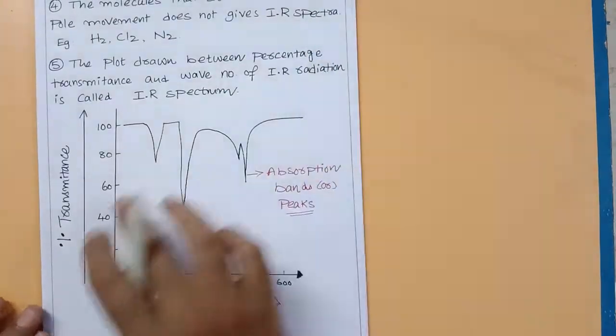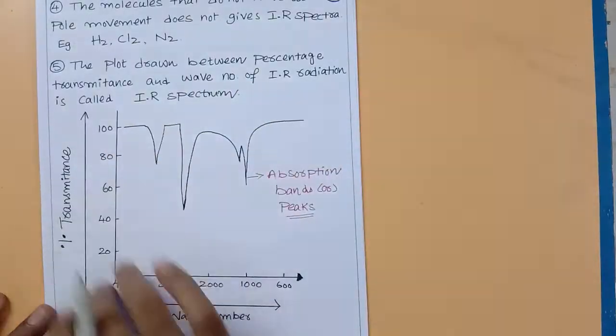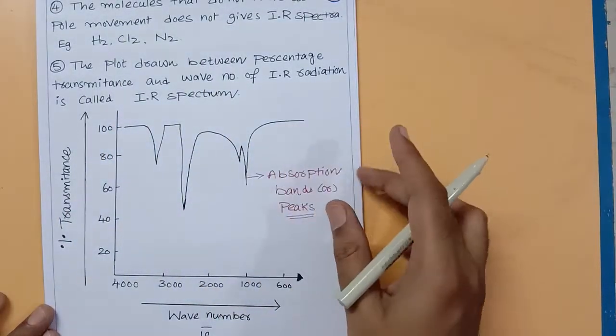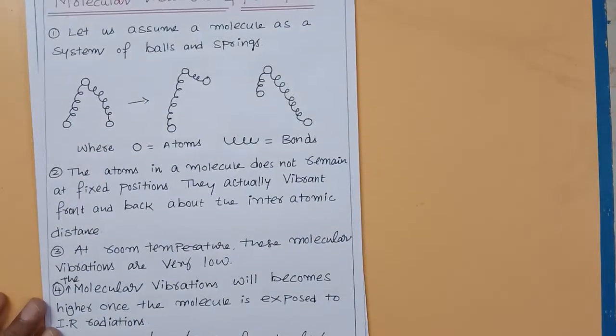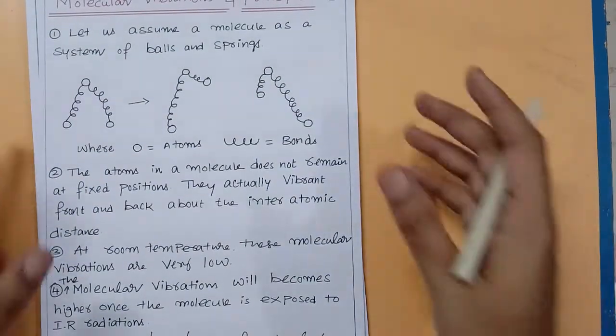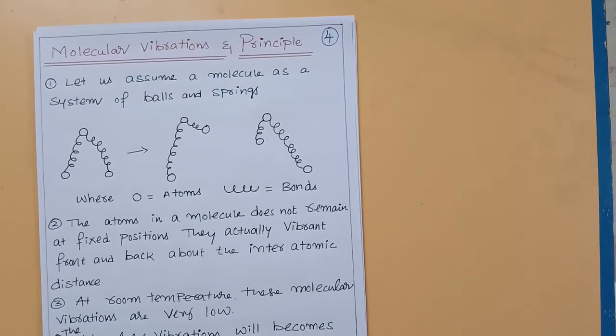Okay, so if you draw a graph between percentage transmittance and wave number, that is called an IR spectrum. Okay, right. Then let us discuss molecular vibrations and the principle of IR spectroscopy. Let us assume a molecule as a system of balls and springs. We know that whenever an organic molecule is exposed to infrared radiation, it is going to vibrate. The molecule is going to vibrate.